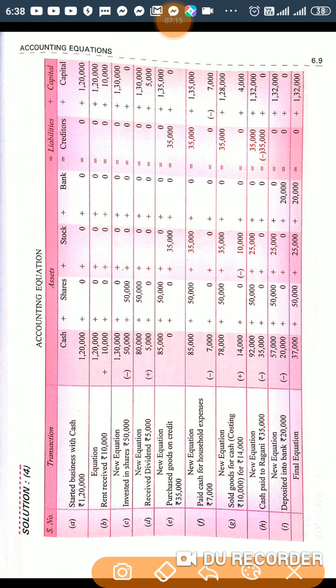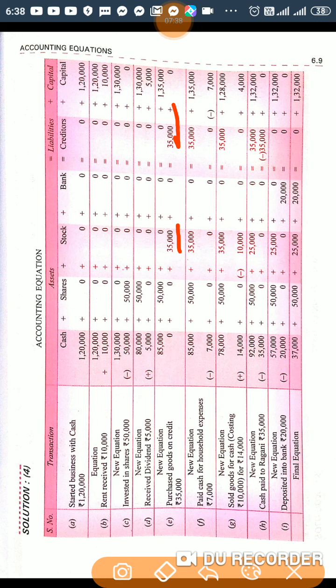Now next is purchase goods on credit. So stock is involved and creditor is involved. So stock will be increased by 35,000 and the creditor will be increased by 35,000. You will write it down. If you observe the equation, you can notice that the asset is increased by 35,000, so liability is also increased by 35,000.